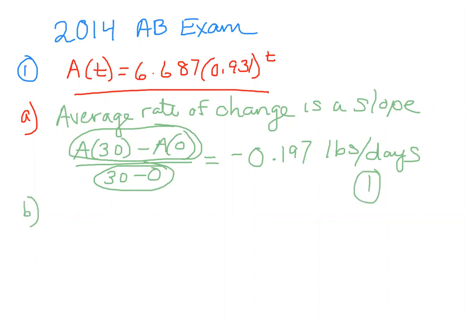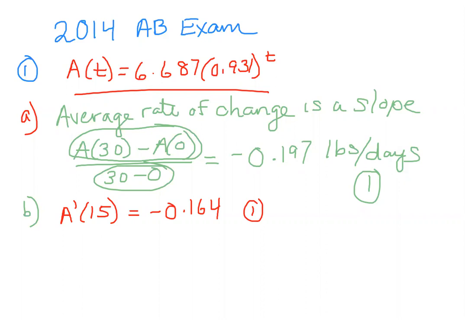Let's look at part B. Find the value of A prime of 15. Okay, that's easy enough. All you're doing is putting that in your calculator. So you can say A prime of 15 equals negative 0.164 or 163. You get 1 point just for that, just for putting that in your calculator and doing it.